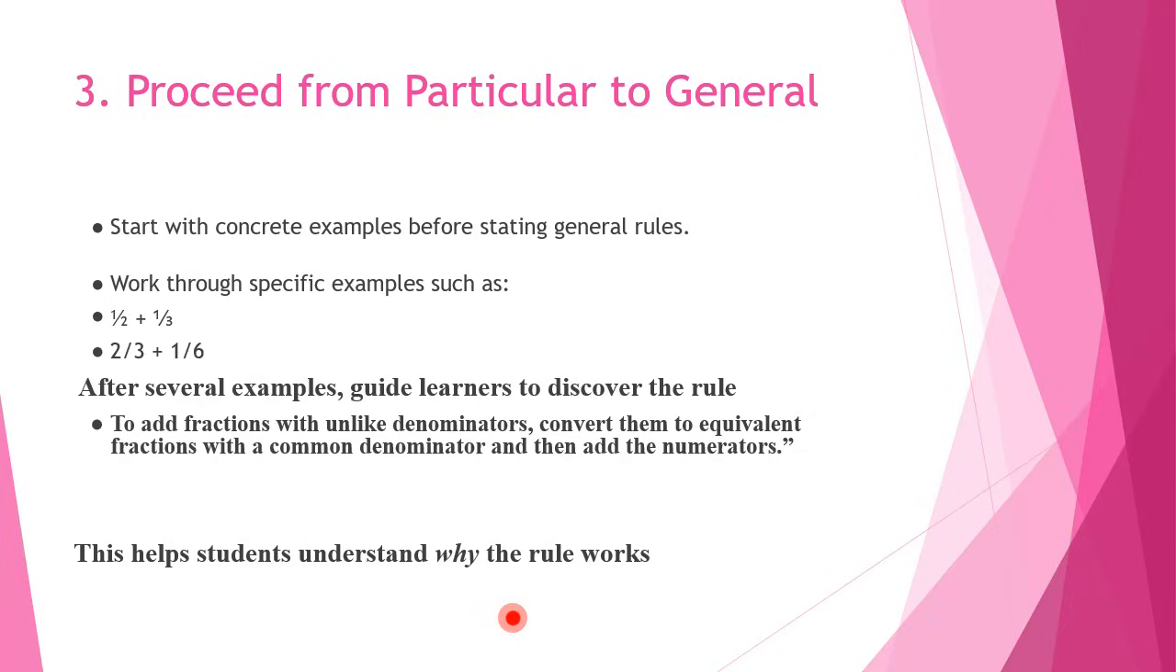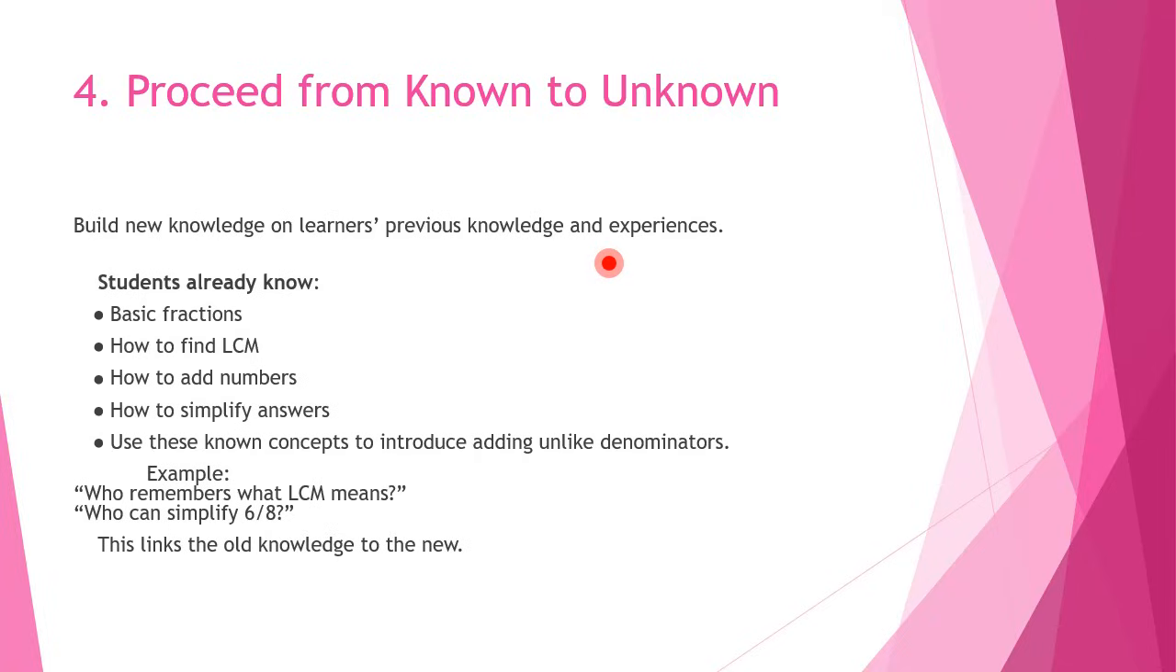The fourth one: proceed from known to unknown. Build new knowledge on learners' previous knowledge and experiences. It means that before you teach, you need to build upon what the learners already know. Whatever you teach in the classroom, do not think that they do not know anything about that. They know something about that. Any little thing they know about what you're going to teach, please build upon that.